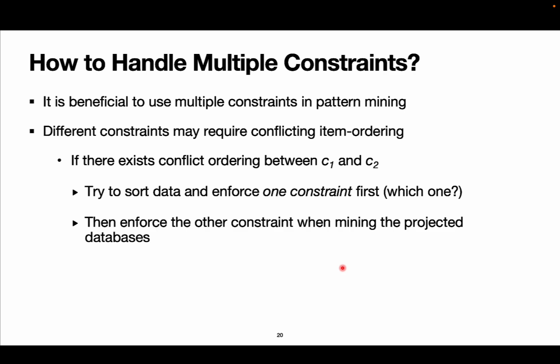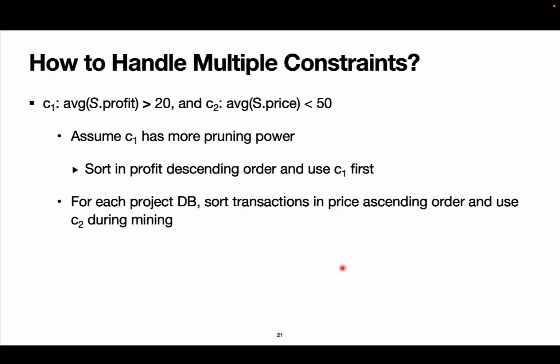Then apply the second constraint during the mining process while minimizing the number of projected databases that we need to build. At this point, the problem becomes very context dependent. In other words, it's about deciding which constraint has the most pruning power. For example, if C1, average s.profit greater than 20, prunes more aggressively, apply C1 first. Then, once we have the projected databases, apply C2, which is average of s.price less than 50.